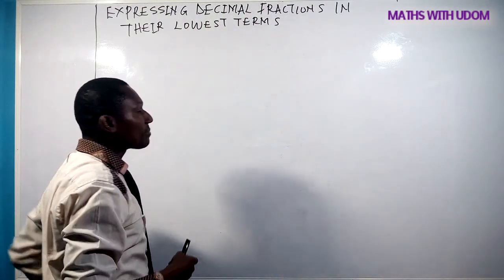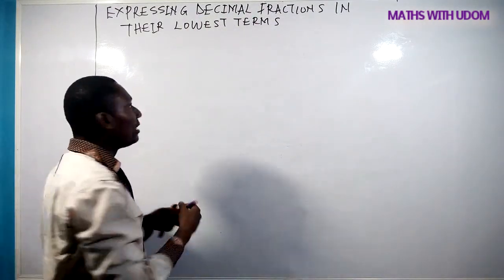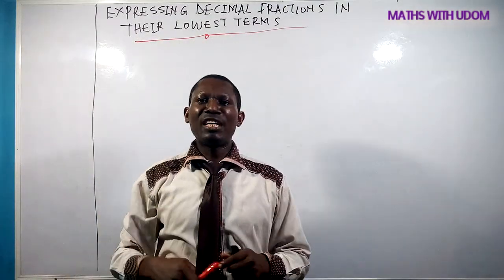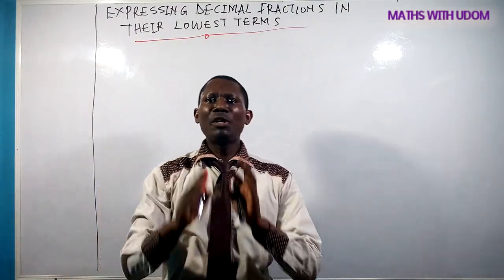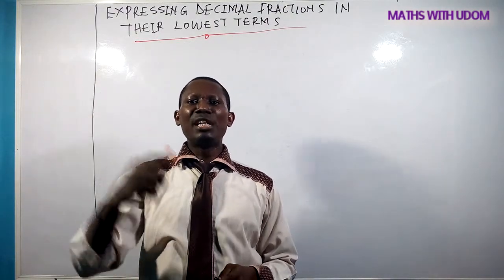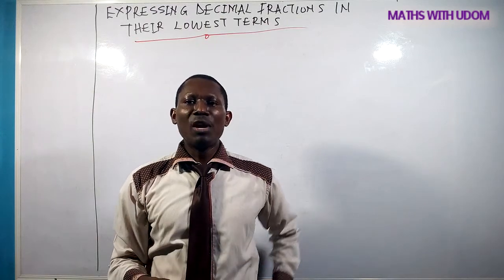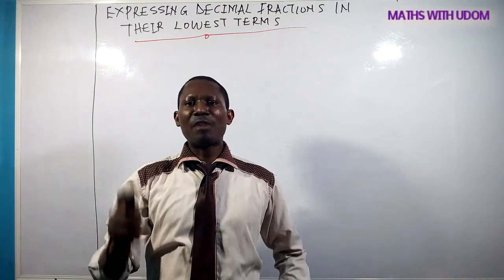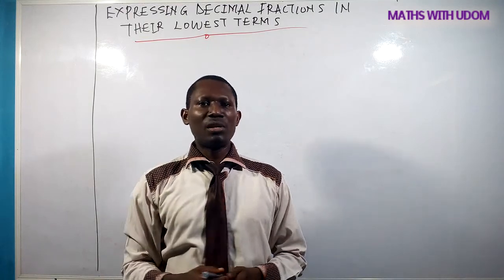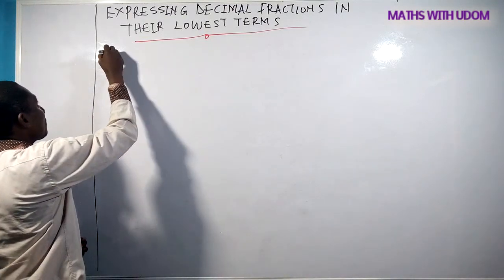Expressing decimal fractions in their lowest terms. Now, to express any decimal fraction in its lowest term, all we need to do is divide both the numerator and denominator of that fraction by their highest common factor, that is the HCF. Let's have some examples.